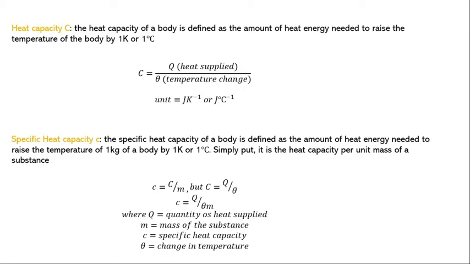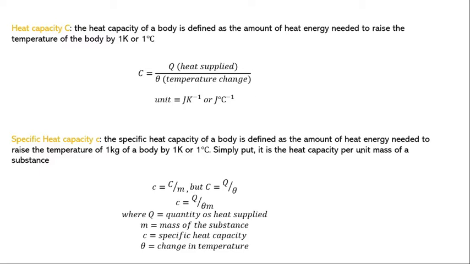So we can see that the difference between the heat capacity and the specific heat capacity is that with the heat capacity, you are just changing the temperature of the body by 1 Kelvin or 1 degree Celsius. But with specific heat capacity, you know the particular mass of the body that you are changing, and it is 1 kilogram. So if you're changing the temperature of 1 kilogram of a body, it means you know the mass that you are dealing with. So it becomes the specific heat capacity of that particular body. So simply put, specific heat capacity is the heat capacity per unit mass of a substance.